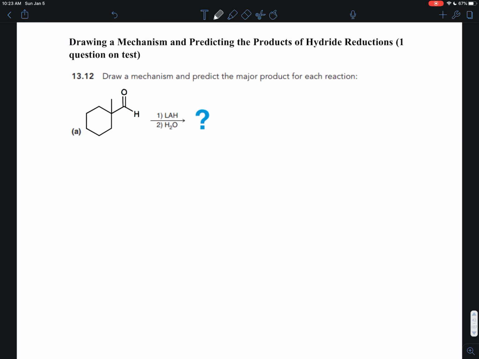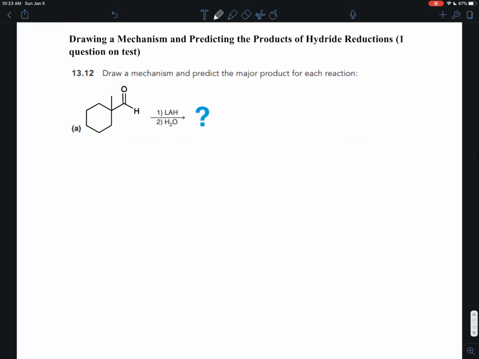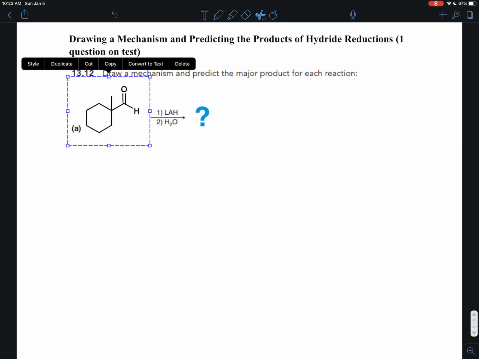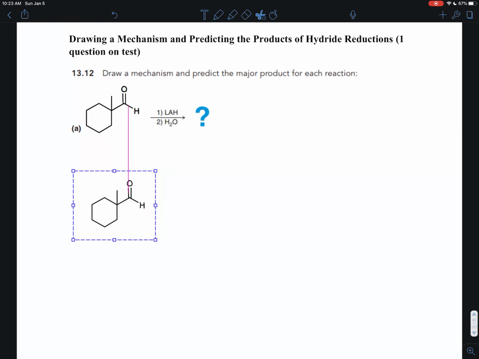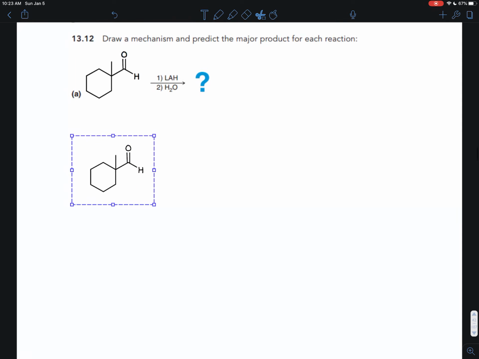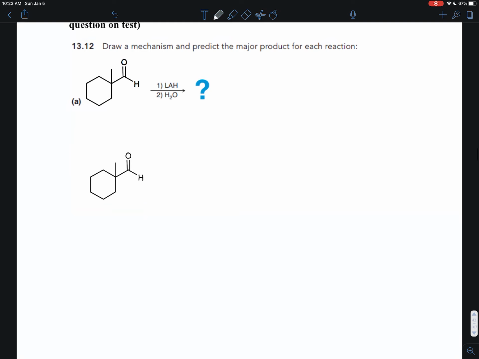In this video, we're going to build off what we talked about in the previous video in order to draw the mechanisms and predict the products in exercise 13.12. Now, they're going to give us one of those functional groups that we discussed in the previous video, either aldehydes, ketones, carboxylic acids, or esters. And they're also going to give us one of the reducing agents we discussed, either sodium borohydride or lithium aluminum hydride. And that's what they're giving us here.